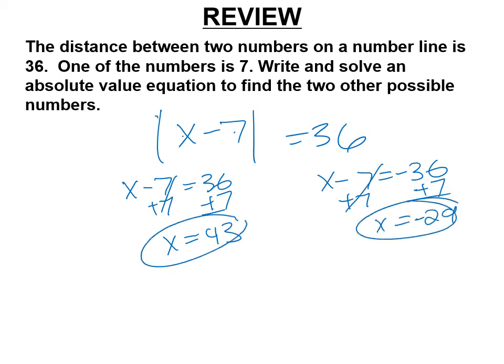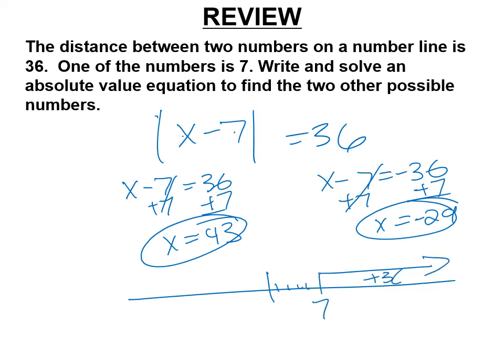And again, you could figure this all out without this, right? We know that one of the numbers is 7, and we're looking for a number this way that's 36 away, and a number this way that's 36 away. And we found them with an absolute value equation. The distance between two numbers is the absolute value of their difference, difference being subtraction.